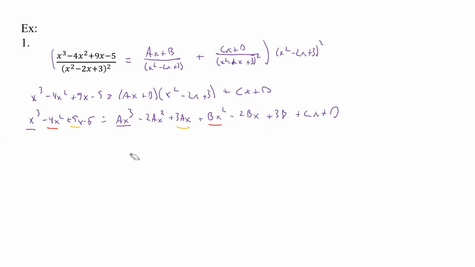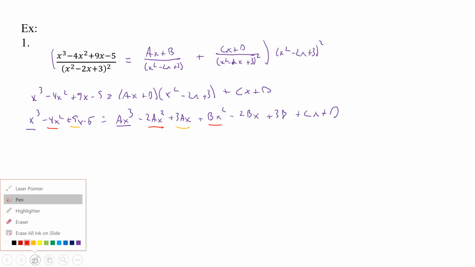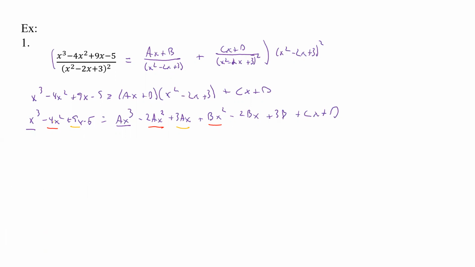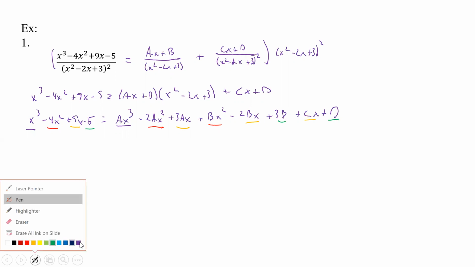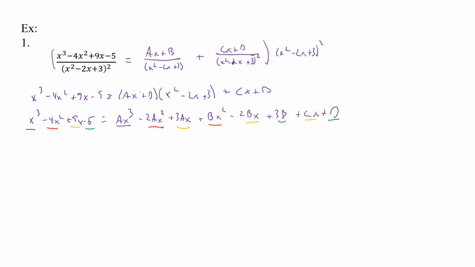So then we have Bx squared, and then we have Bx. I think after that we should be fine. Now we have the x, the x, the x, and the x, and then we have green: the minus 5, the 3B, and the D. Hopefully now all those are right. So Ax cubed minus 2Ax squared plus 3Ax, and then Bx squared minus 2Bx plus 3B, and then Cx plus D.